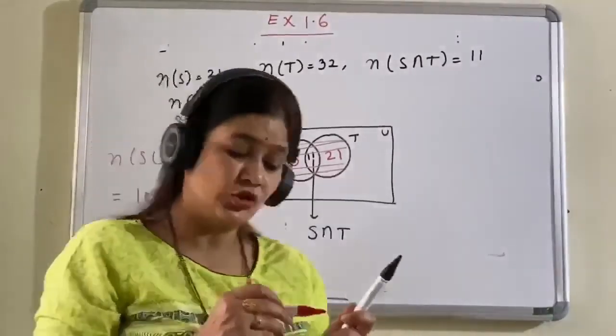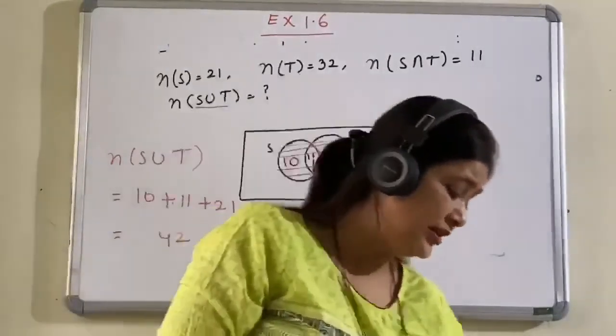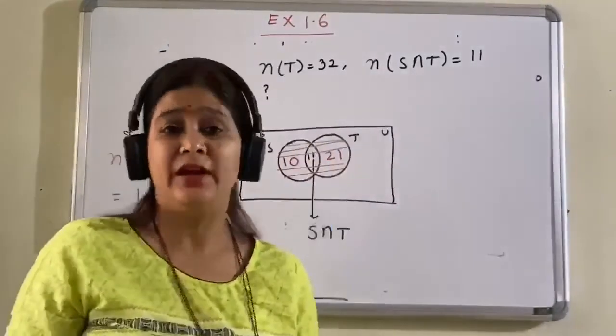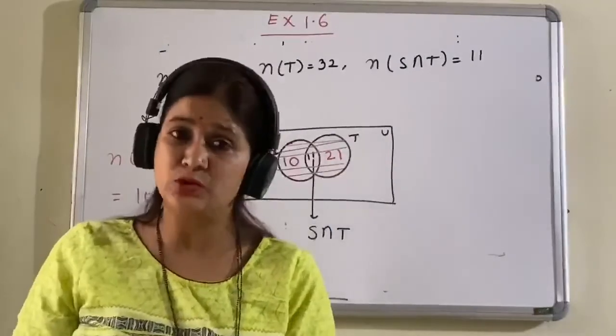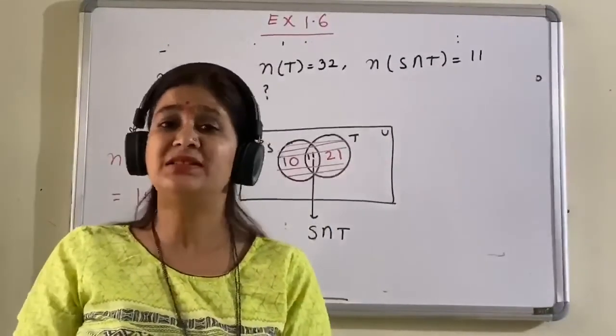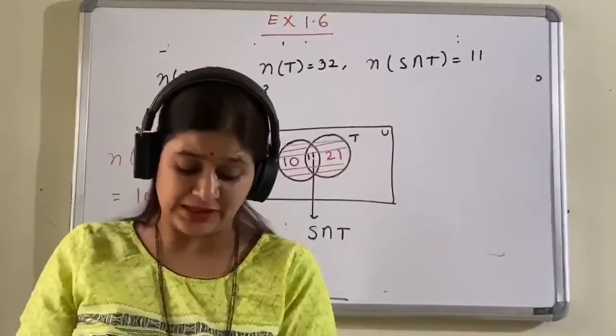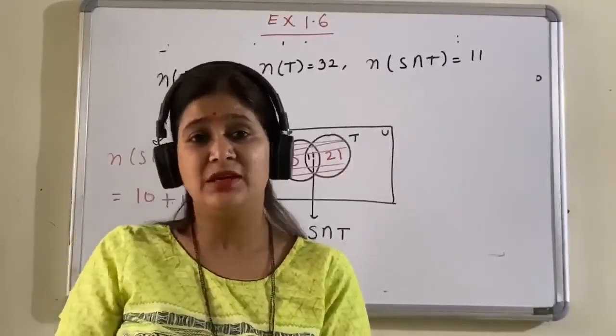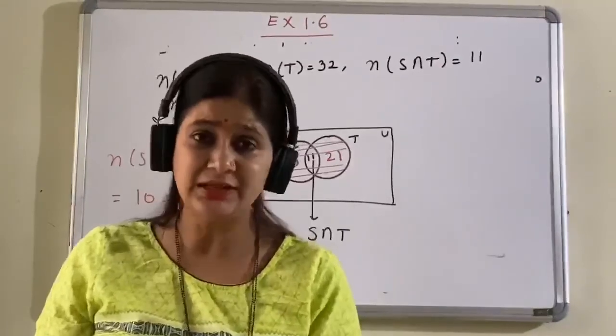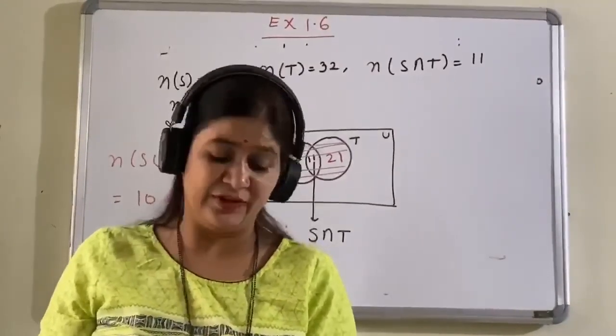Right, children? There are 8 questions in the exercise. You can try these questions. All questions are the same. Right, students? So we complete exercise 1.6. After this, we will do miscellaneous exercise 1.7. Thank you.